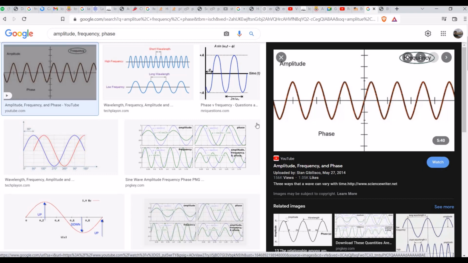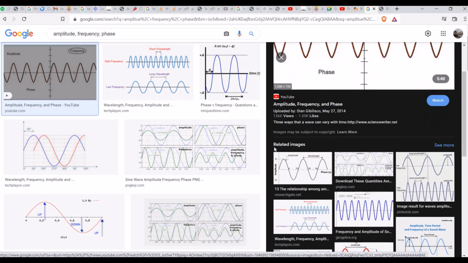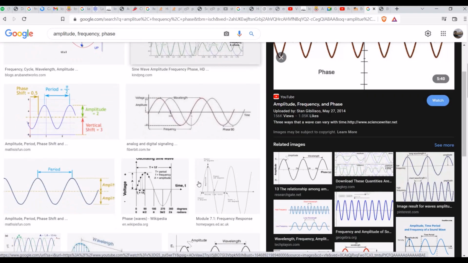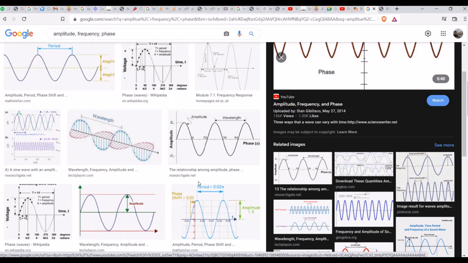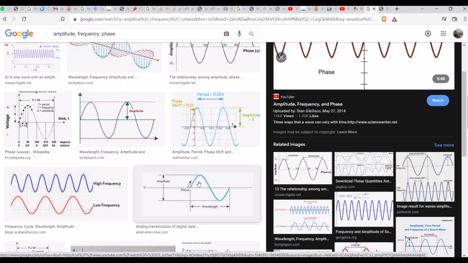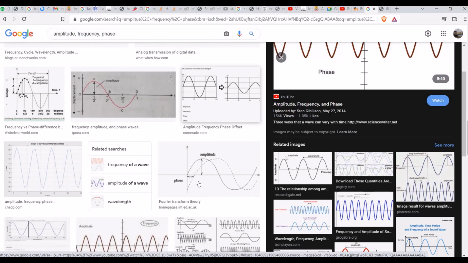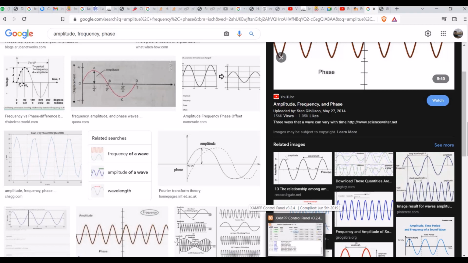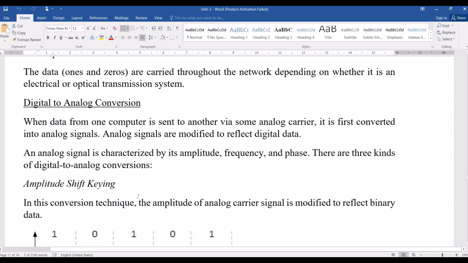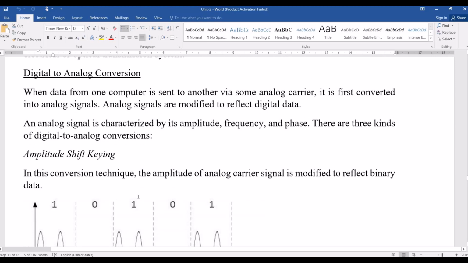What is the phase? In each and every cycle we have a different phase, a different degree: 0 to 90, 90 to 120, 120 to 180, 180 to 270, and 270 to 360. Okay, these are the phases. So based on those things, the signal is converted from analog to digital.